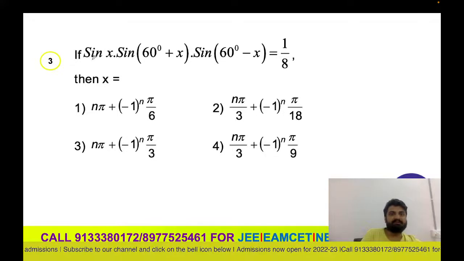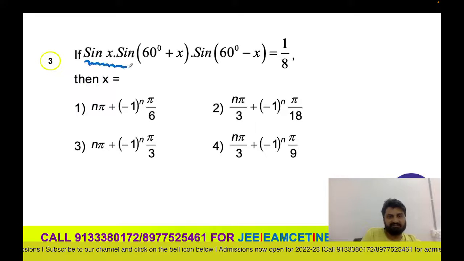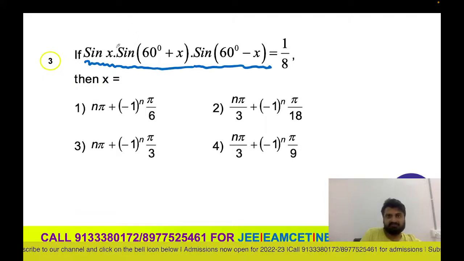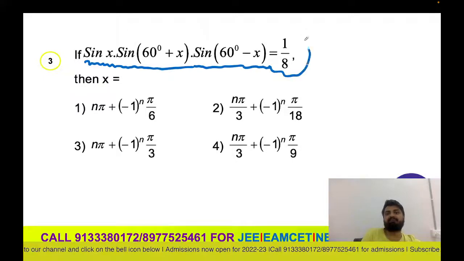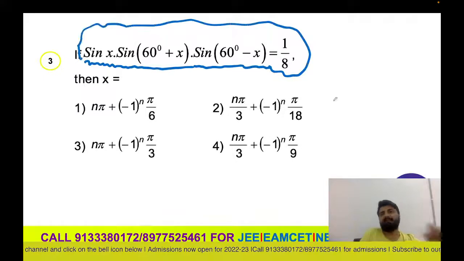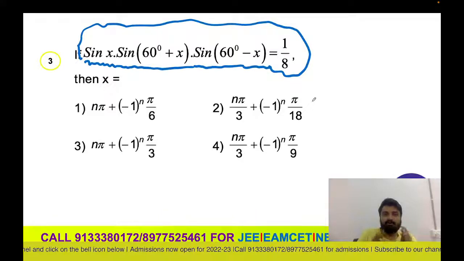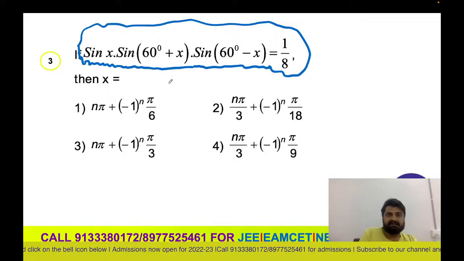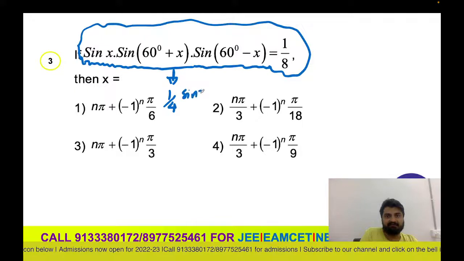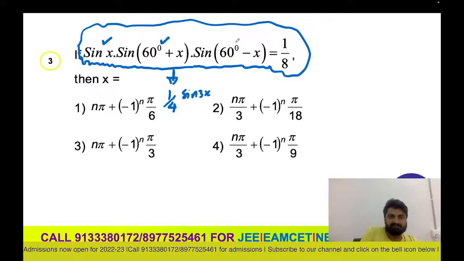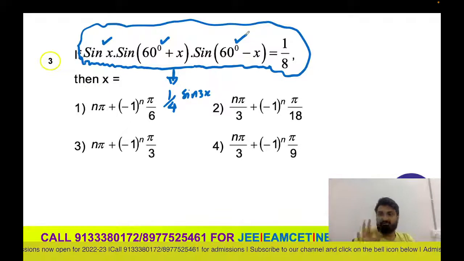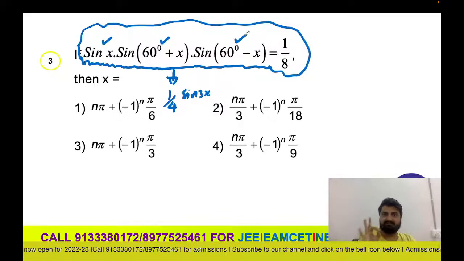Now let's take a look at the third question. The third question is interesting because they gave you a standard expression. Sin x into sin of 60 plus x into sin of 60 minus x is 1 by 8, they said. So this actually is the formula of 1 by 4 sin 3x. Whenever you have sin x, sin of 60 plus x, sin of 60 minus x, the formula for this is 1 by 4 sin 3x.